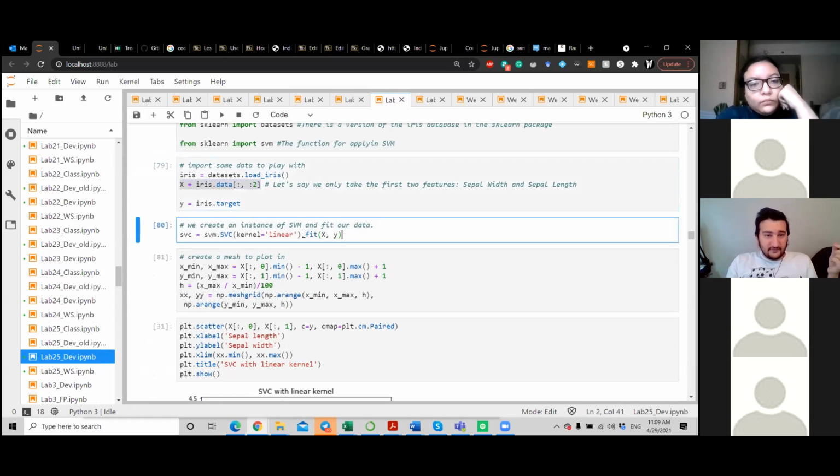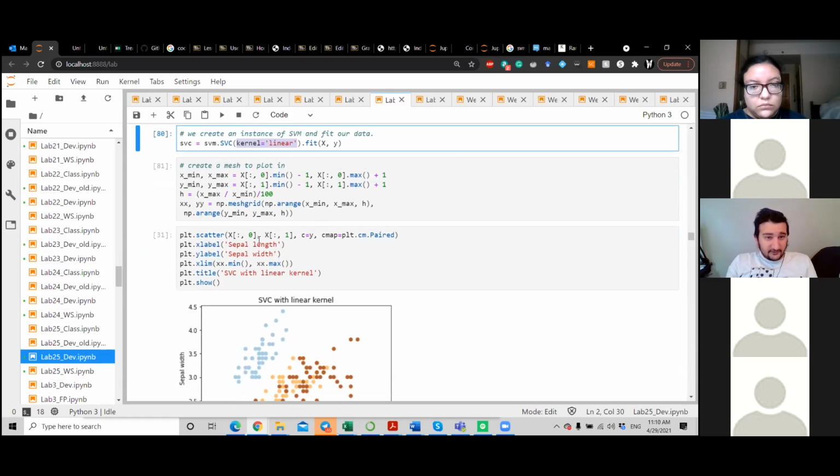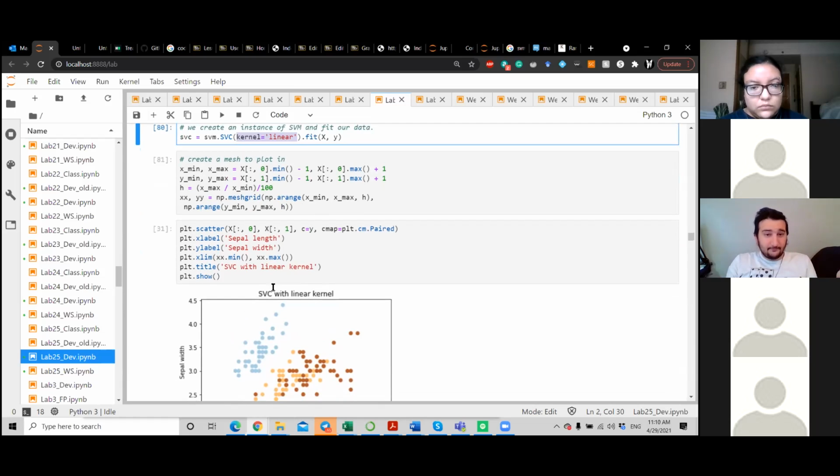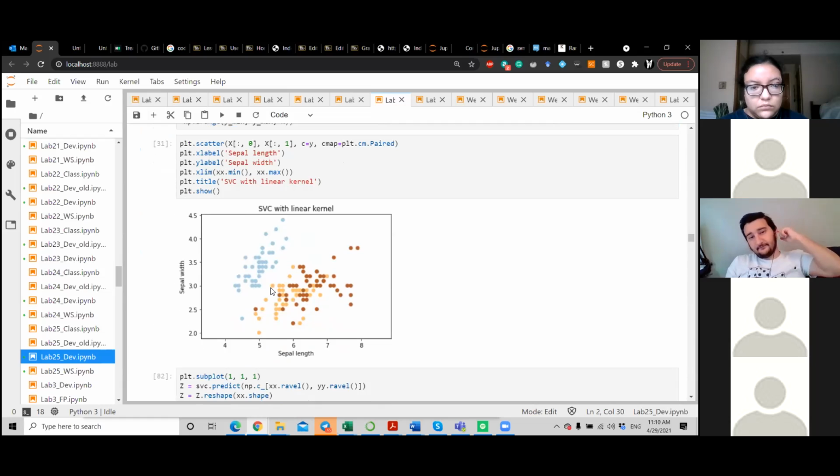Now, very similar to other predictive models that we've dealt with, we are going to set up our SVM. Here, I can decide on the kernel. I will go with a linear kernel, and then I'm going to fit that on my X and Y. I will create a mesh and prepare a plot like this.